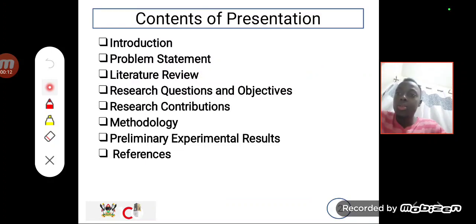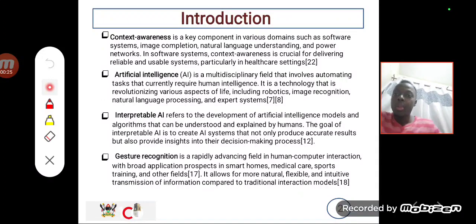The contents for my presentation are: introduction, problem statement, literature review, research questions and objectives, research contributions, methodology, experimental results, and references. I'm going to introduce by defining some of the keywords.